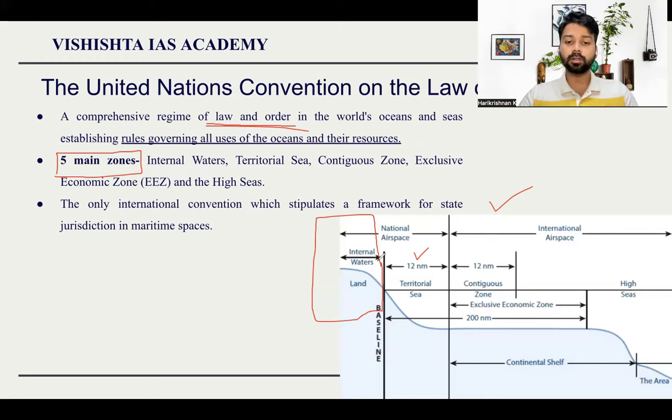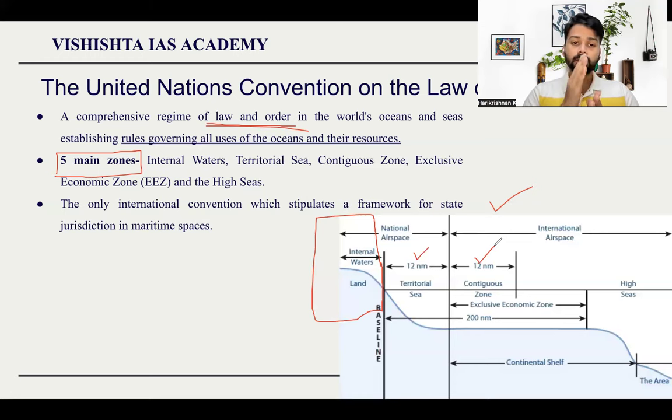From the border till 12 nautical miles, it is called the territorial sea. From the end of the territorial sea till another 12 nautical miles, it is called the contiguous zone. From the baseline, 12 nautical miles is the territorial sea, and from the end of the territorial sea till another 12 nautical miles, it is called the contiguous zone.